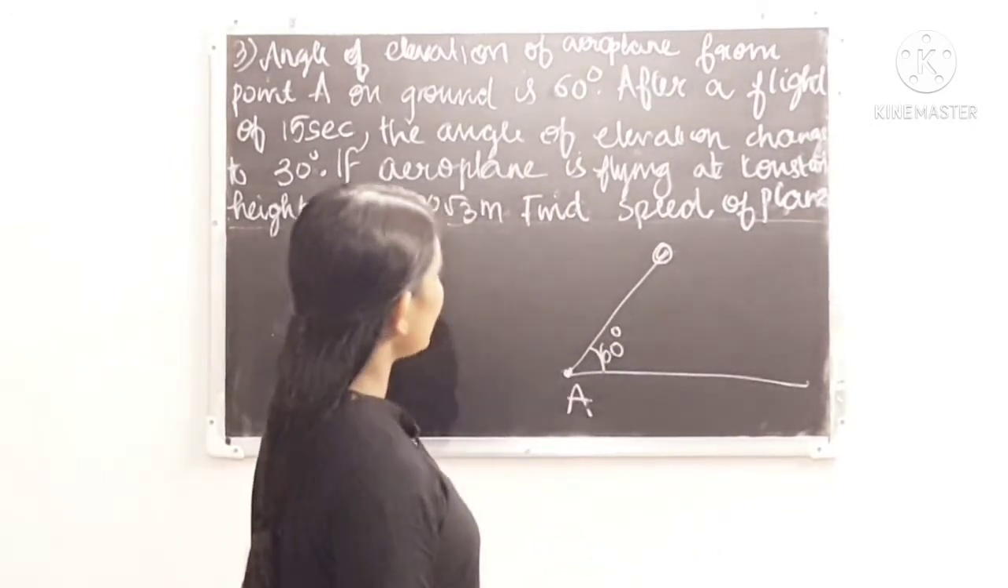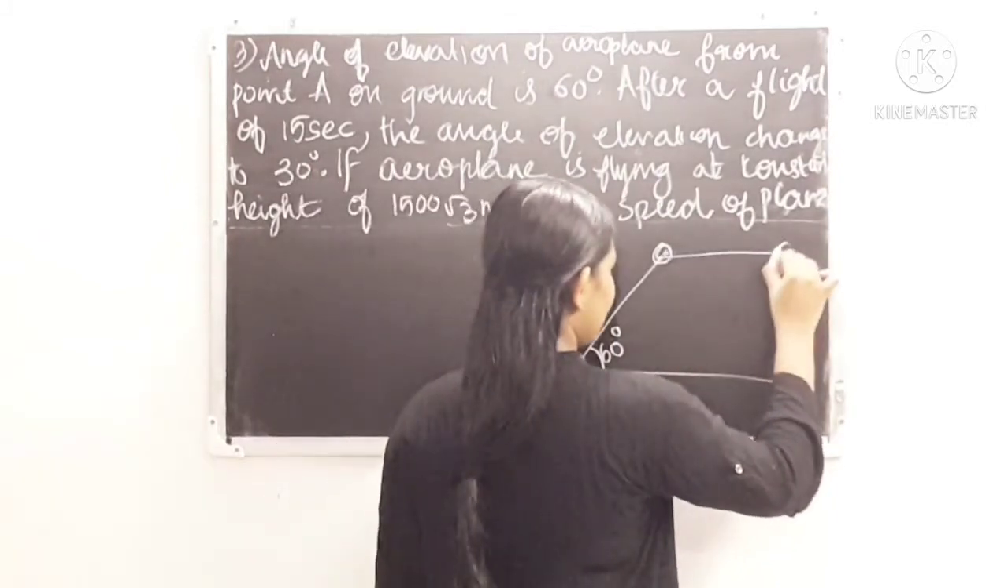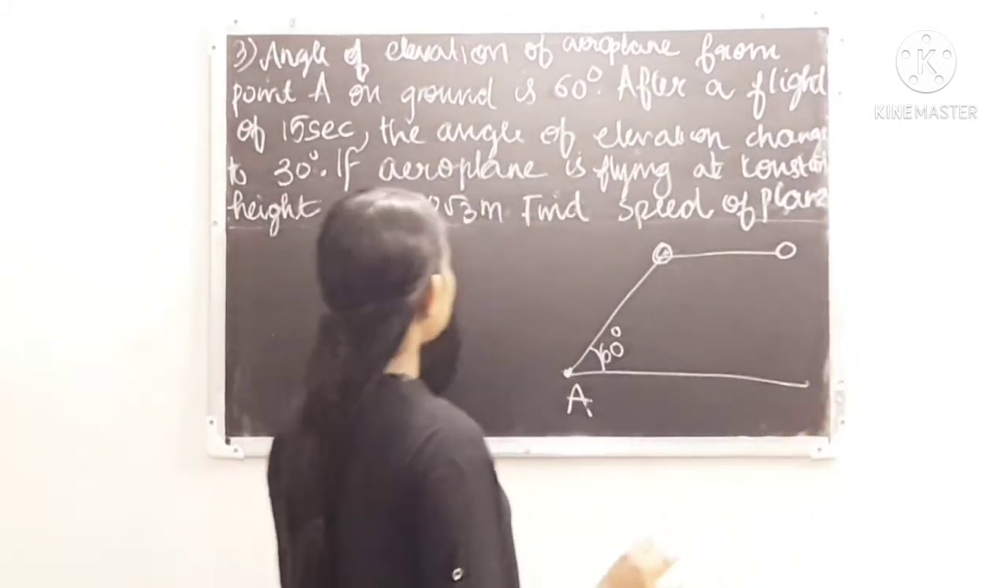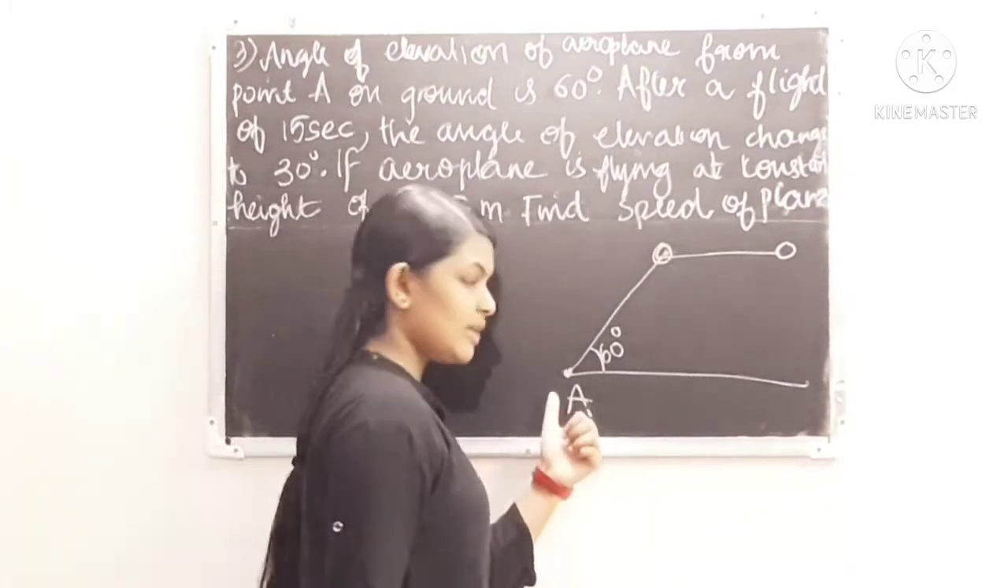Now it is given that after a flight of 15 seconds, that means the aeroplane flies for 15 seconds, its angle of elevation changes to 30 degree. Then that observer observes the same point or another point.